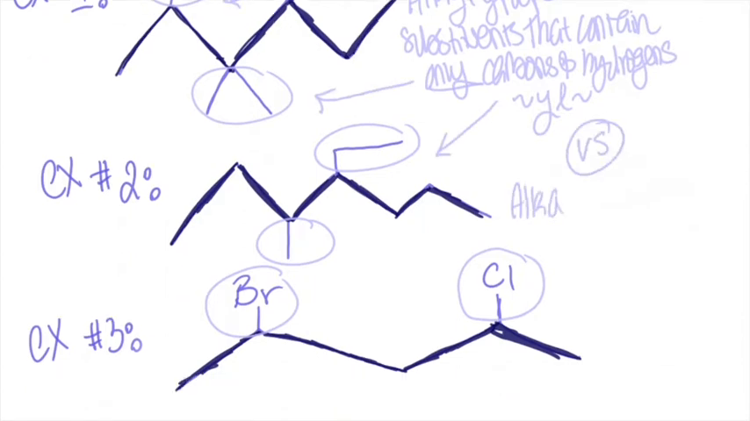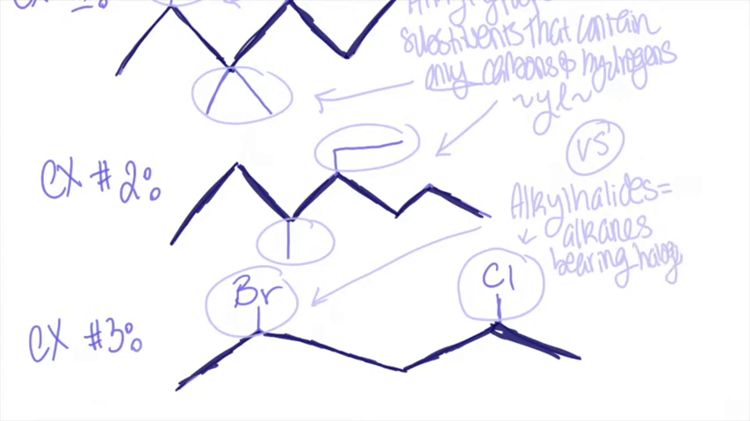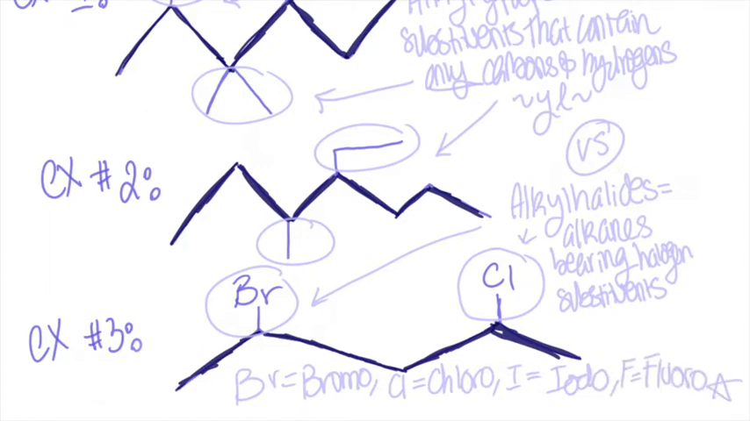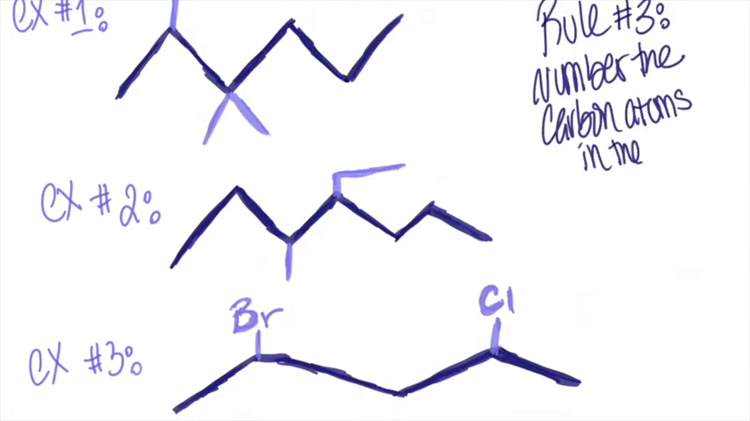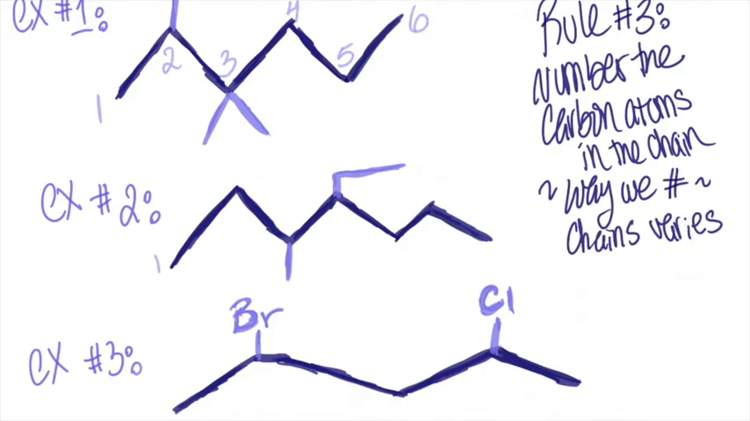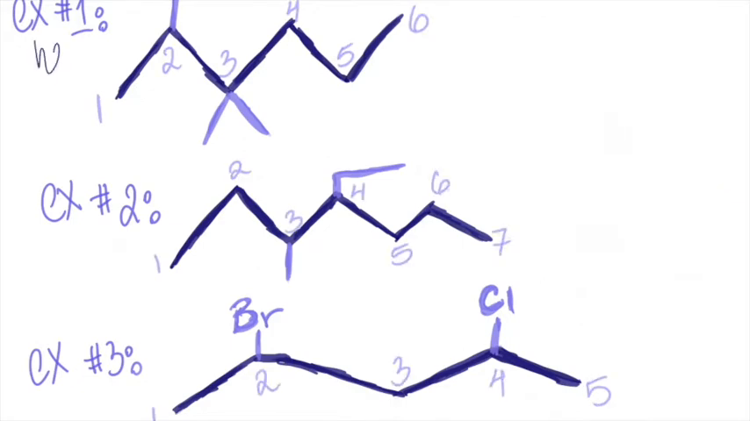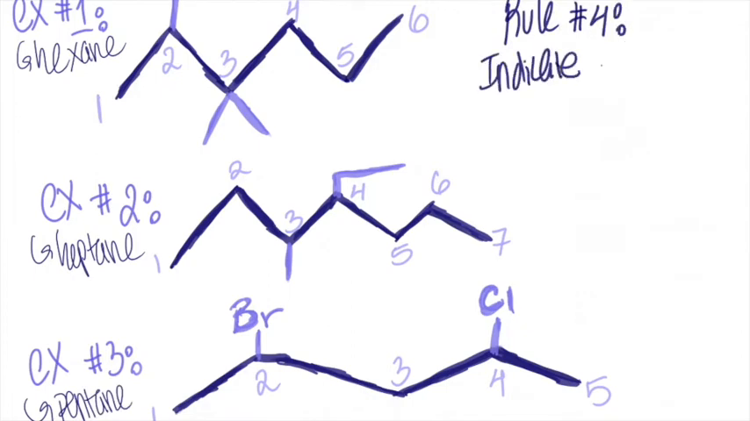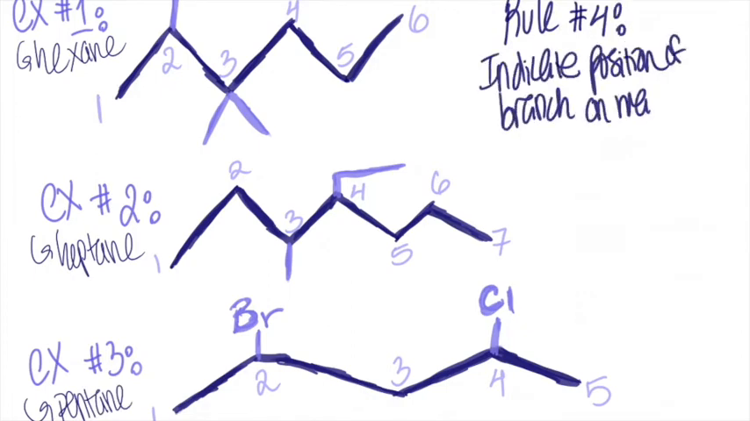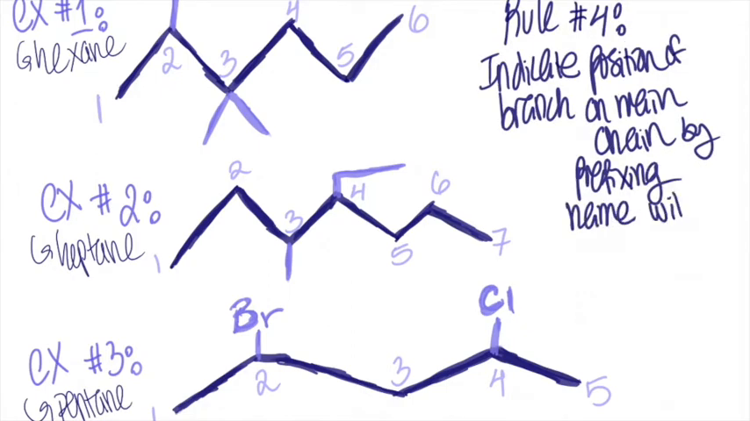Alkyl halides are alkanes bearing halogen substituents, and the following are the prefixes for such substituents: F equals fluoro, Br for bromo, Cl for chloro, and I for iodo. Third, number the carbon atoms in the chain. Note that which way we number the chain is going to vary depending on where the substituents are on our compound. Fourth, indicate the position of the branch on the main chain by prefixing its name with the carbon number to which it is attached.